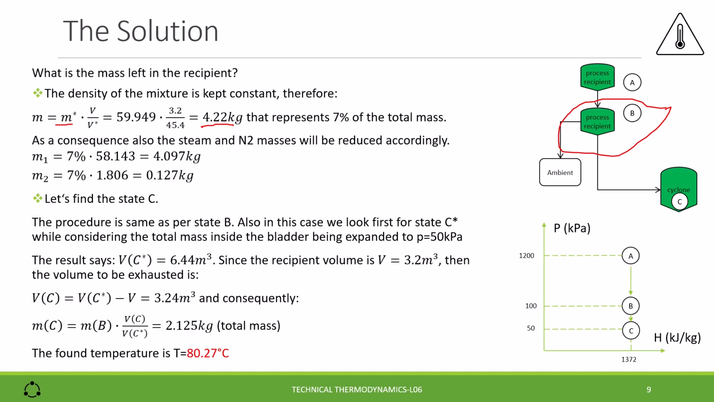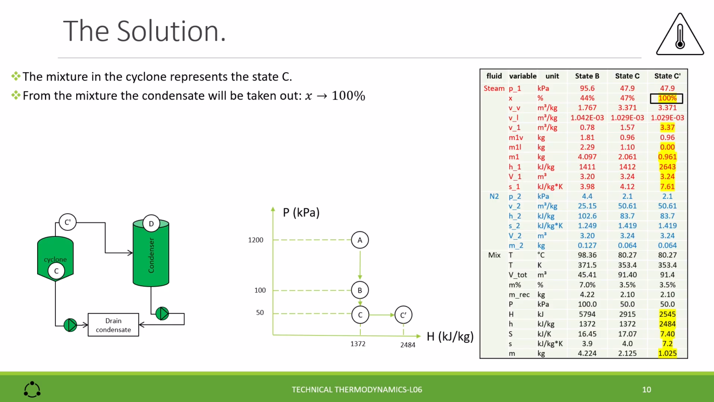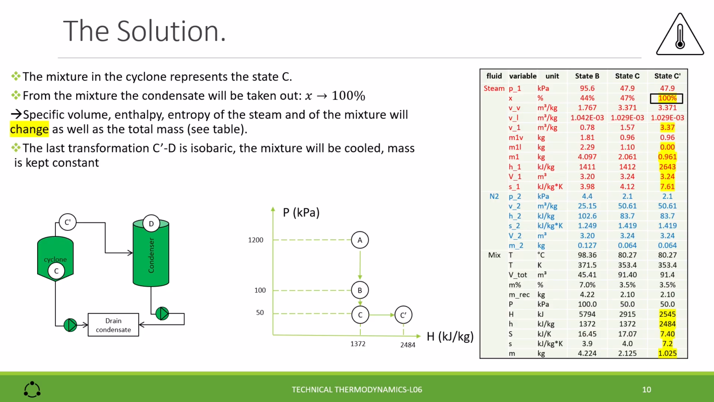We find the temperature with the same procedure used for the state B while keeping the same enthalpy, because the transformation is isenthalpic, as we can see from the chart on the right side. The mixture in the cyclone represents the state C. From the mixture, the condensate will be taken out, and then the steam quality changes to 100%. This is the state C prime.